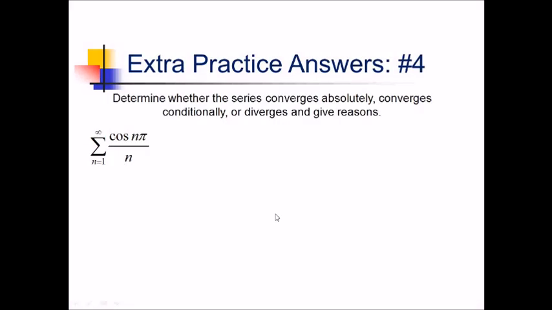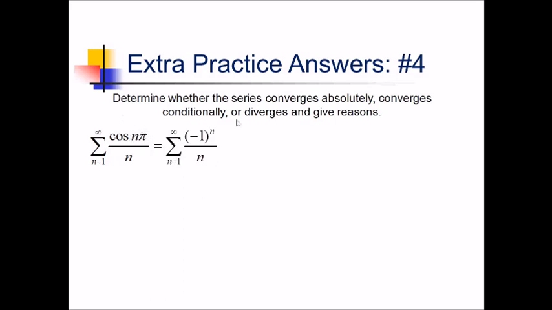For number 5, we're trying to figure out whether this series converges absolutely, conditionally, or not at all. So we can rewrite this as negative 1 to the n over n, because that's what's happening with cosine. As you go by 1, 2, 3, 4 pi, you're just going back and forth between 1 and negative 1 when you take the cosine of that.